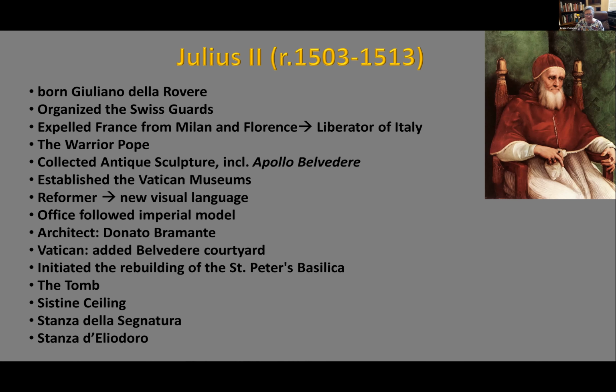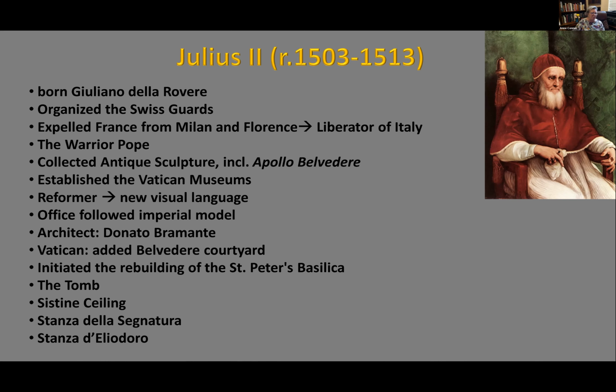His favorite architect was Donato Bramante. As far as the Vatican was concerned, he added the Belvedere courtyard, which really enhanced the comfort in that otherwise rather stern building at that time. He also initiated the rebuilding of St. Peter's Basilica. The old St. Peter was falling apart, and it was going to cost more to refurbish it than to build anew. And they wanted also a bigger church because there were a lot of pilgrims coming to Rome, and pilgrims meant money. So you have to look at the commercial side too.